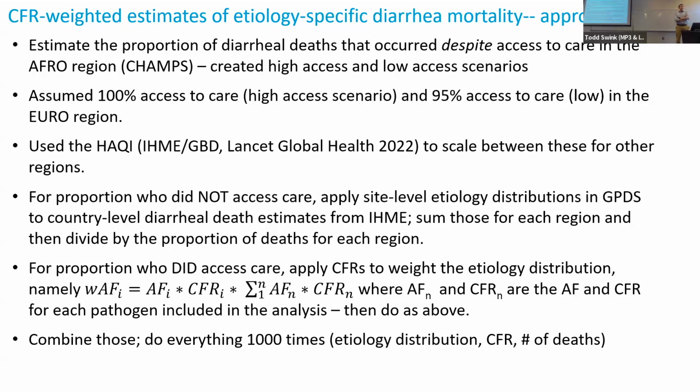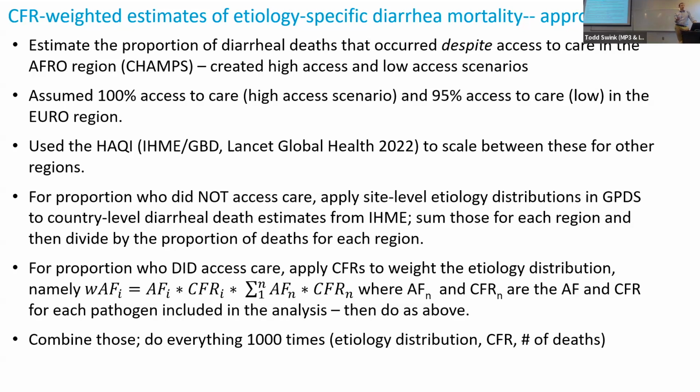Okay, so we said, first we need to know at the level of individual countries or individual regions, hopefully, what proportion of diarrheal deaths occurred despite access to care, and what proportion occurred without access to care, because we think that those are different. We think for the deaths that occurred without access to care, the etiology distribution of hospitalization, which we get from GPDS, is probably pretty reasonable. But for the proportion who die despite access to care, we think that etiology distribution should be skewed towards the ones that cause deaths despite access to care, and we have a way of doing that. So we use data from CHAMPS.